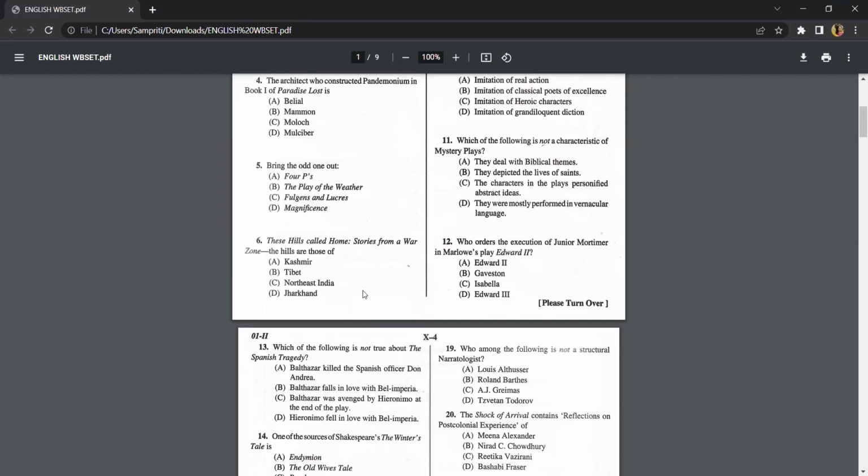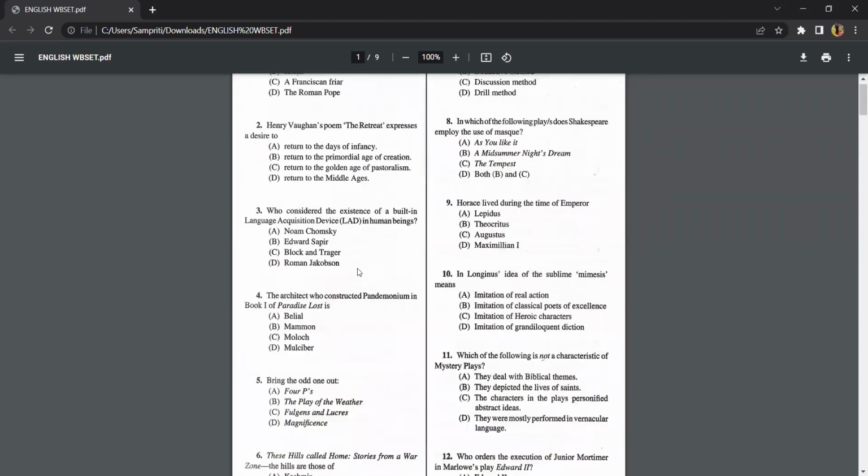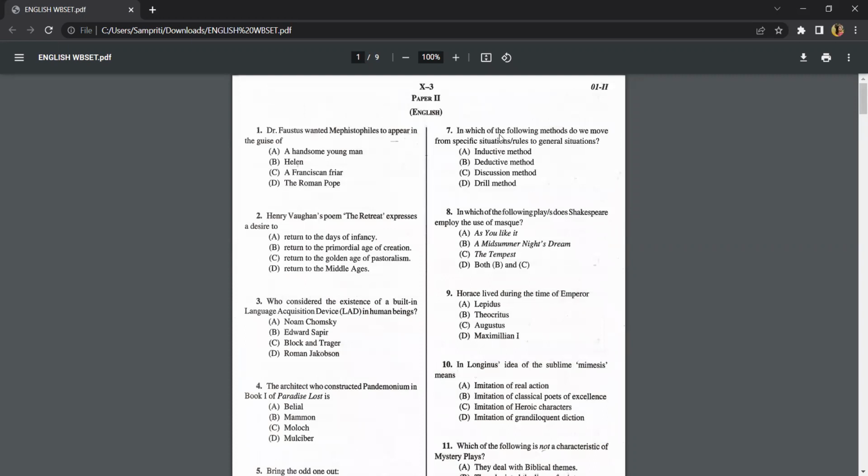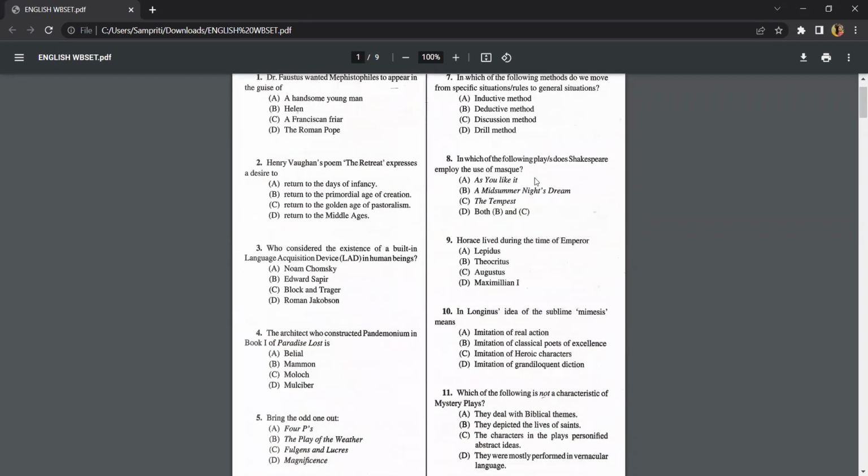It is kind of a feminist history of the Naga people and the hurdles that they go through and the wars that come out in the Northeast India part. So option C is the correct answer. Number 7. In which of the following methods do we move from a specific situation's rule to general situations? It's very obvious. It's inductive. Option A is the correct answer, inductive method.